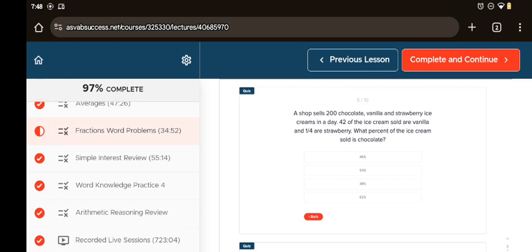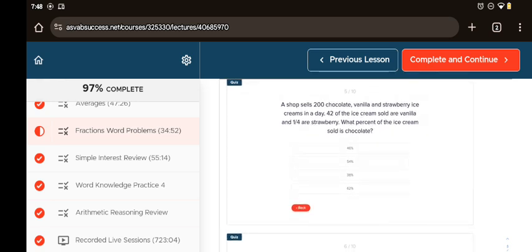So this question says, a shop sells 200 chocolate, vanilla, and strawberry ice creams in a day. 42 of the ice creams sold are vanilla, and 1/4 are strawberry. What percent of the ice cream sold is chocolate? Okay, so here, it gives me the number of vanilla and a fraction of strawberry. What we can do, instead of turning this into a fraction, it's actually easier to turn this to a number. So we're going to do 200 times 1/4 to find out what the number is of strawberry. So I put this 200 over 1, so it's easier to multiply.